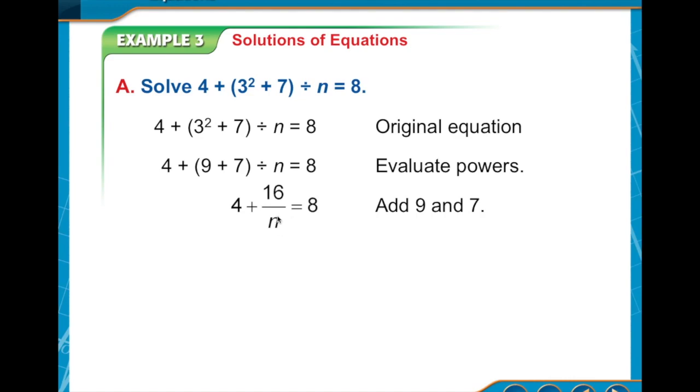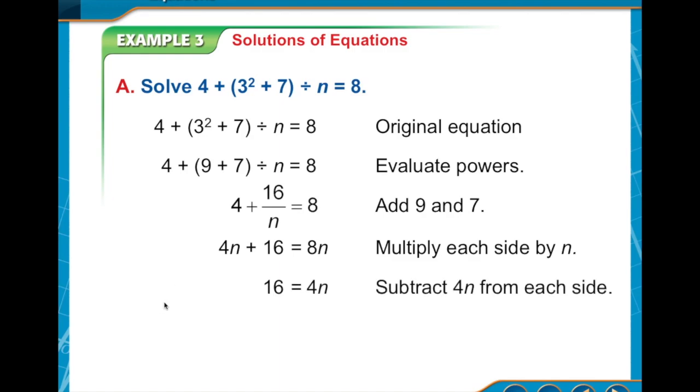So we need to get n by itself. It's in the denominator. So one way we can get it out of the denominator is to multiply everything by n. So we multiply everything by n. That n in the denominator goes away, and we get 4n over here, 8n over here. Everything got multiplied by the value of n.